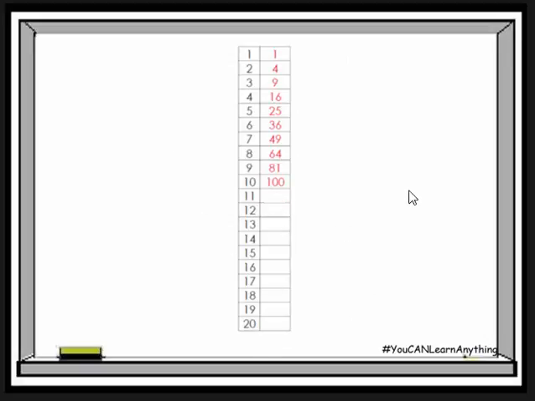11 to 20 can get a little harder. 11 is 121, 12 is 144, 13 is 169, 14 is 196, just flip the 2. 15, 225, 16, 256, 17 is 289, 18 is 324, 19 is my hard one, that's 361, and 20 is 400. Alright. Now let's use this knowledge to help us on these examples.